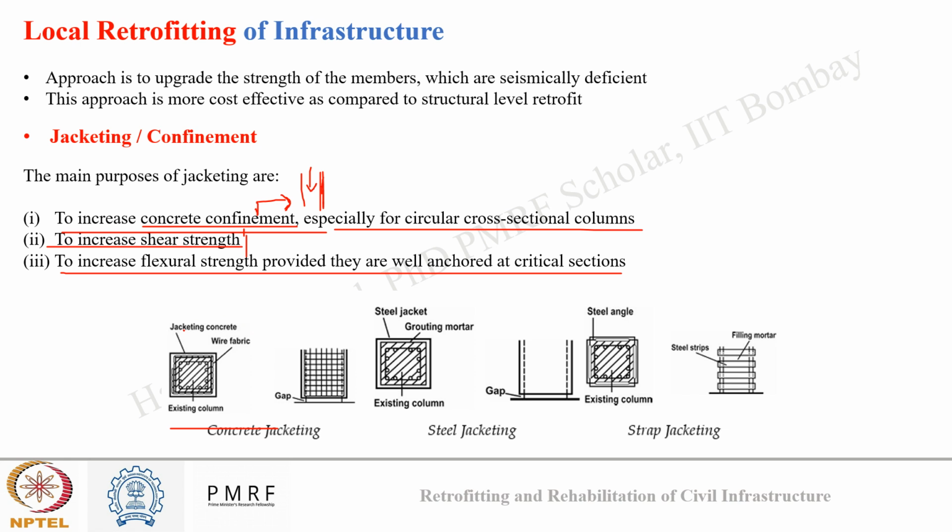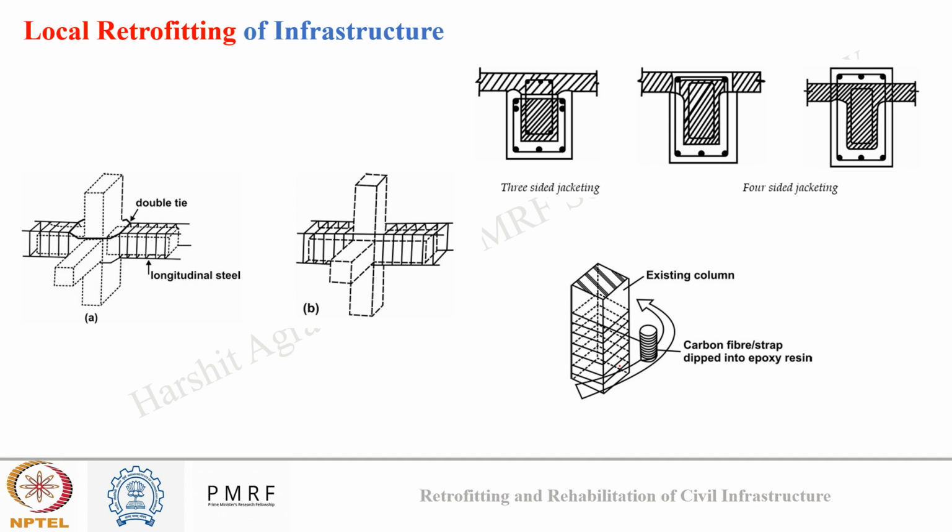Okay, then there can be steel jacketing, where steel plates are used to confine and strengthen the column, and similarly there can be strap jacketing, where instead of plates we use steel strips with filling mortar in between to strengthen the column. So these techniques we have already discussed in the past when we talked about retrofitting measures. So these can also come as a measure for seismic strengthening.